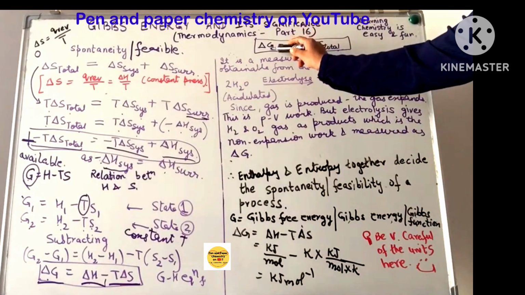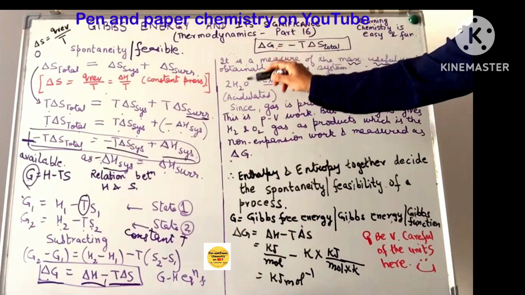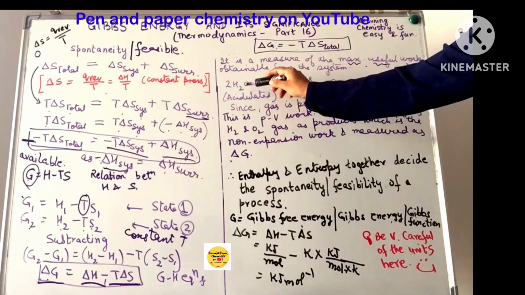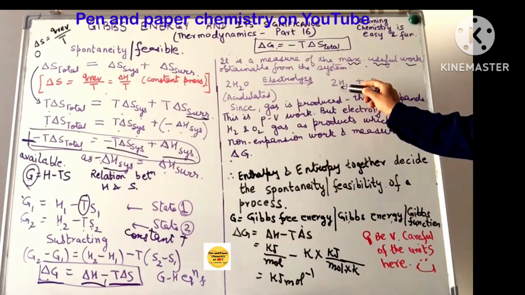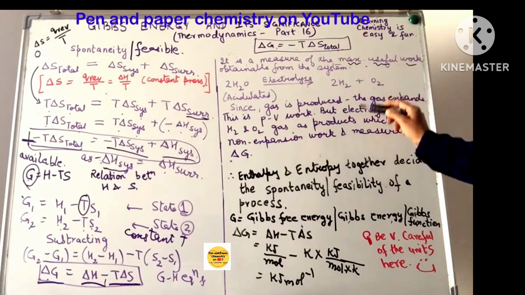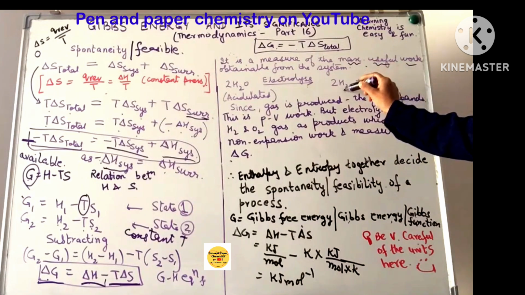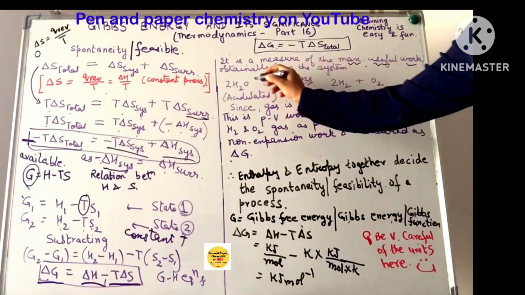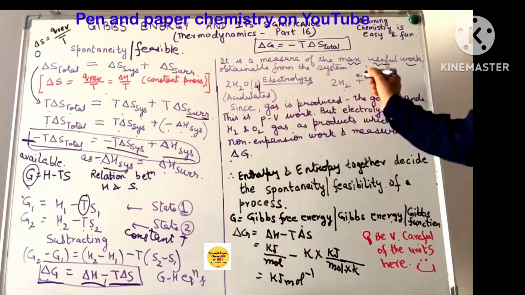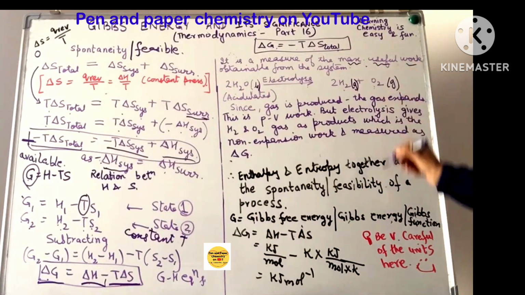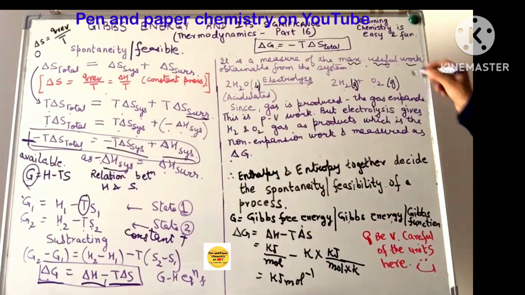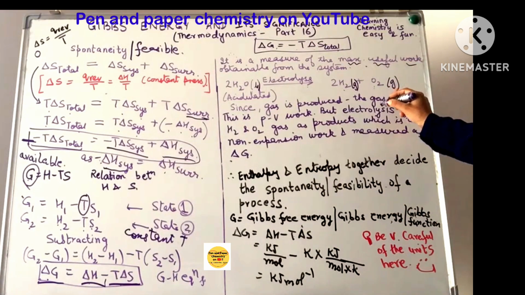What does delta G give us? Let us suppose we are carrying out a process where we talk about the electrolysis of water, acidulated water, giving us hydrogen and oxygen. Now what will happen is, because the gases are being released over here, we have the liquid form of the water, we have hydrogen as a gas, oxygen as a gas. Now these are being released at the cathode and the anode. The gas, because it is produced, will cause the system to expand.